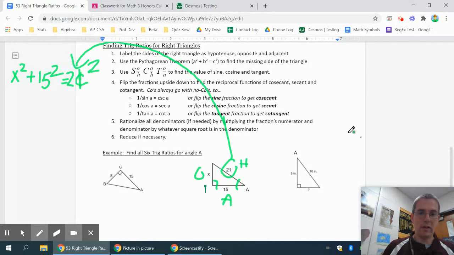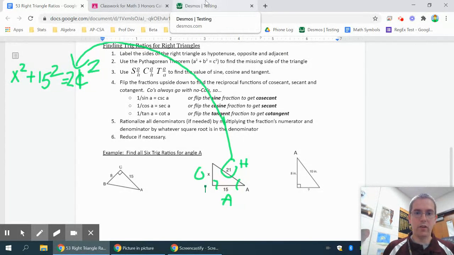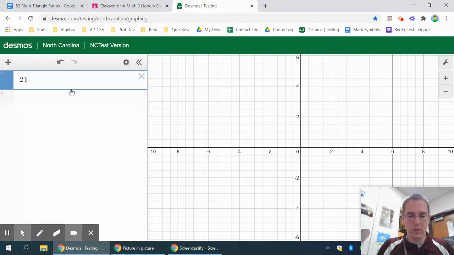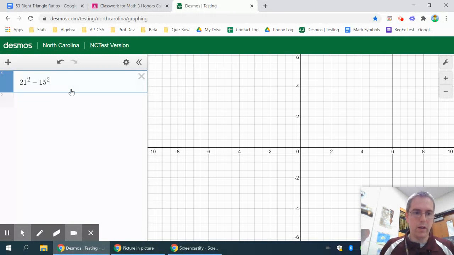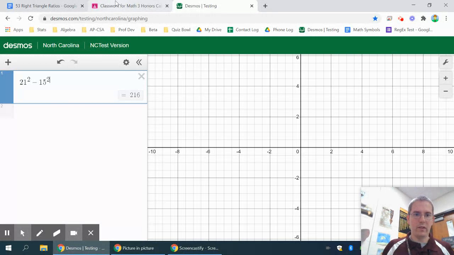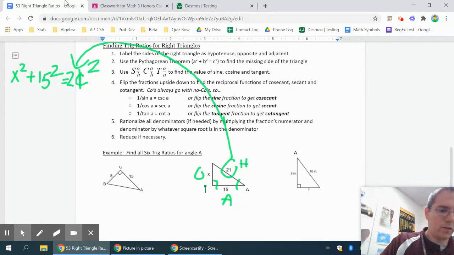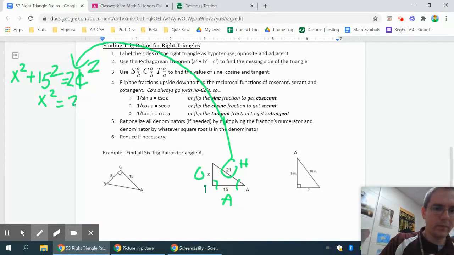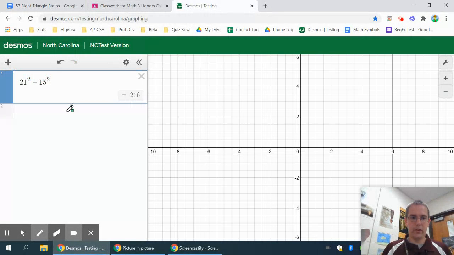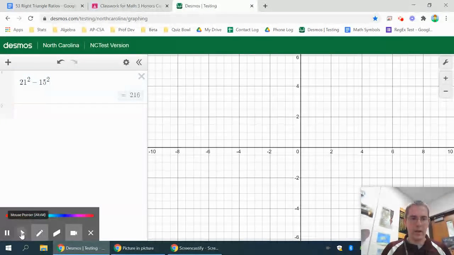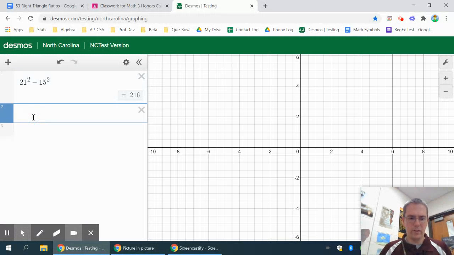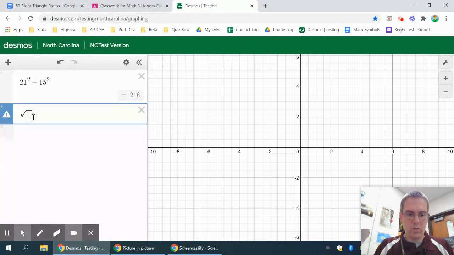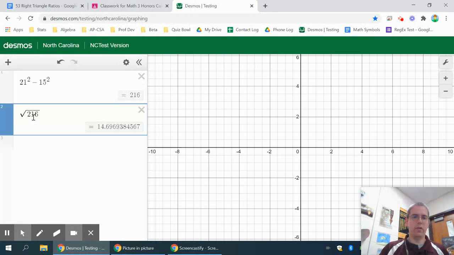Now I'm ready for Desmos probably. To get X by itself, I need to do 21 squared minus 15 squared, so here we go. 21 squared minus 15 squared, and that's 216. So far I have X squared equals 216. And then I need to take the square root of 216. What I'm afraid I'm going to realize in Desmos is that 216 is not going to come out perfect. The square root of 216 is 14.69.